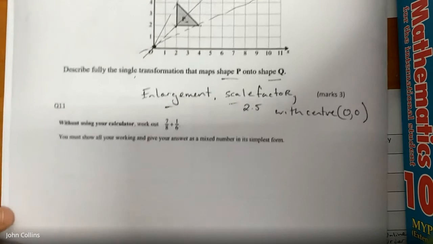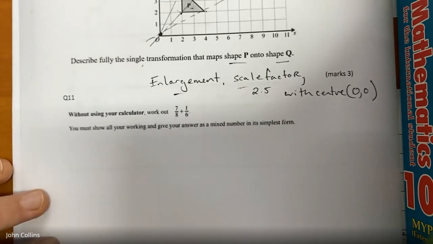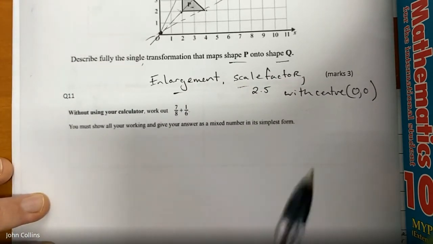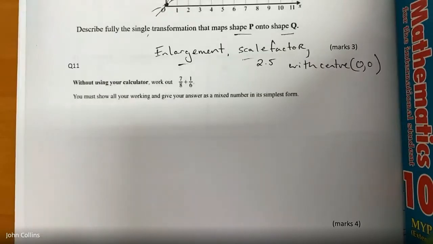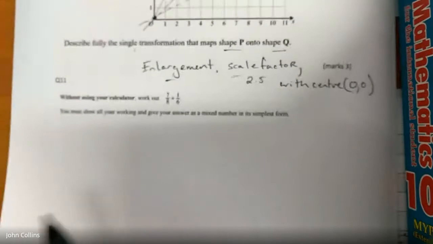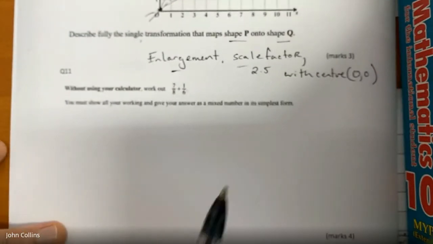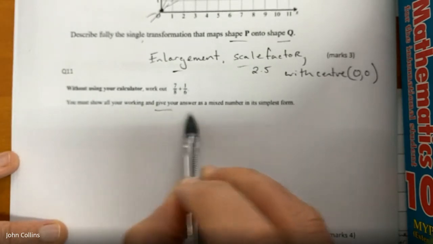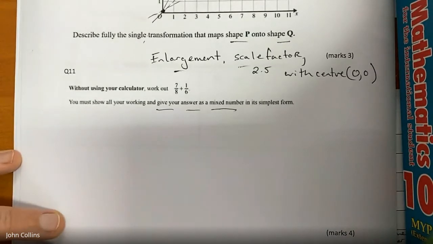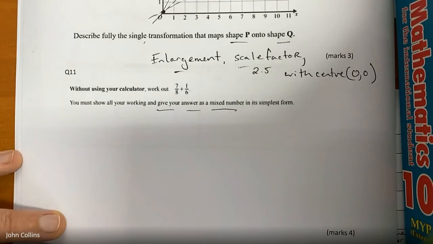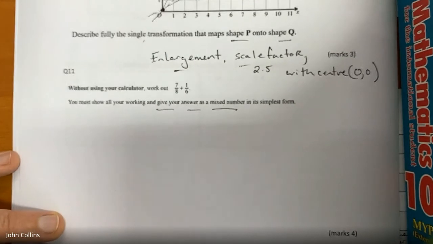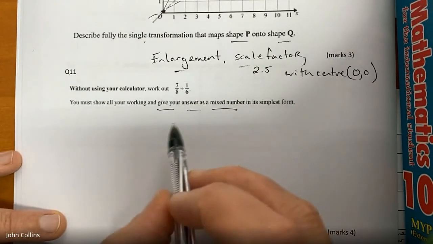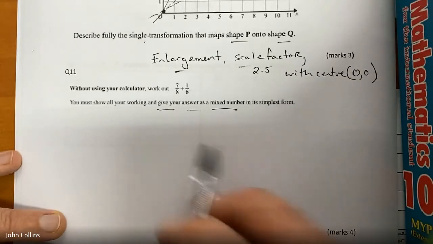All right, and the last question. Without using your calculator, work out 7/8 plus 1/6. No, it's not the last question. Second last question, sorry. So if you got 25 over 24, give your answer as a mixed number. Okay, so always read the question fully. You'd lose a mark there, unfortunately, but you're right. The 1 and 1/24 is correct.